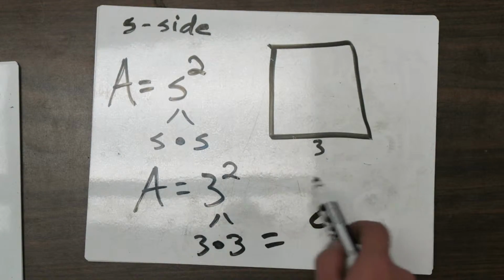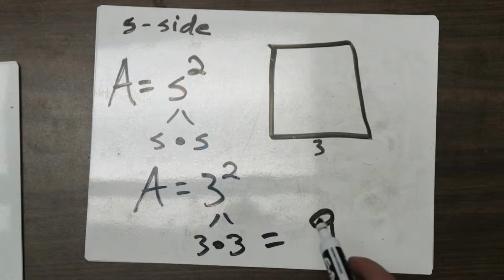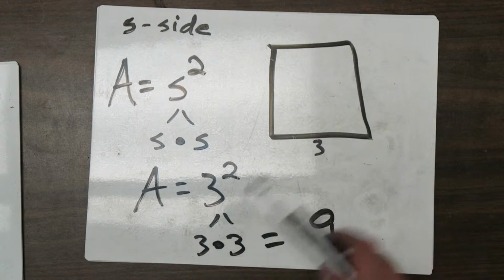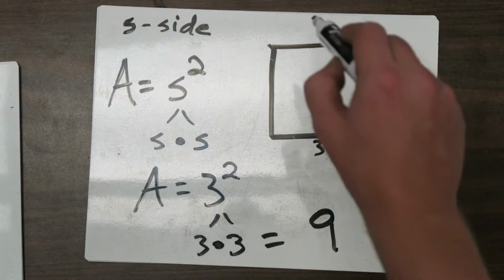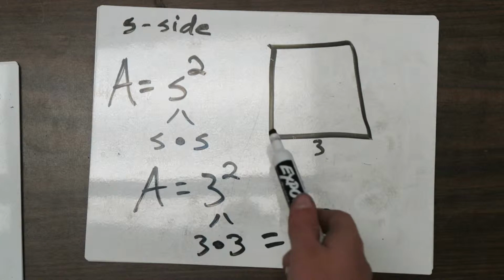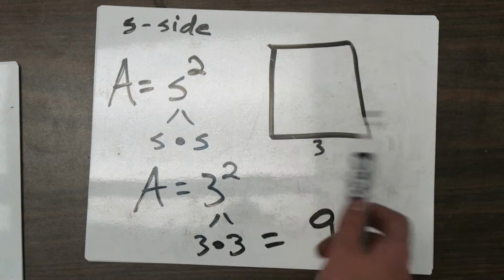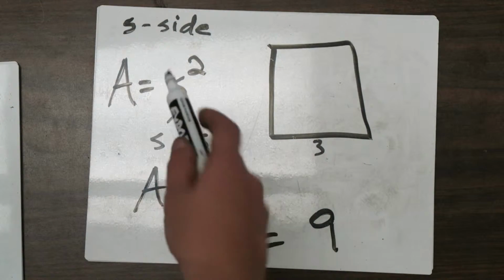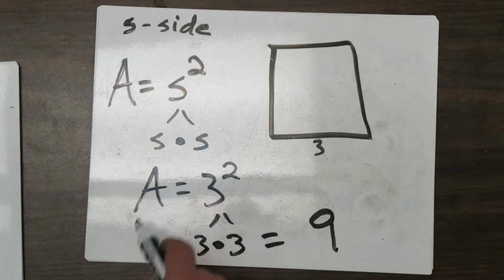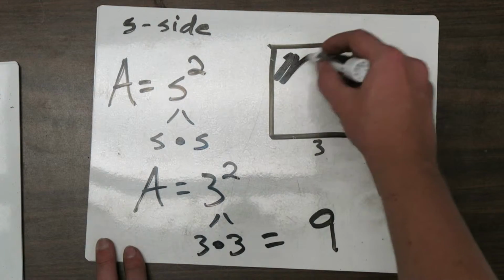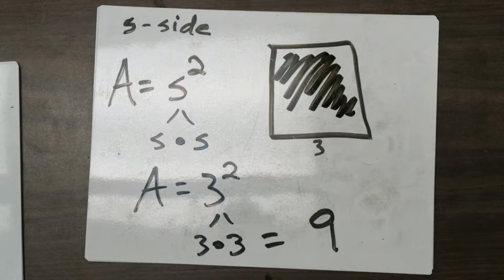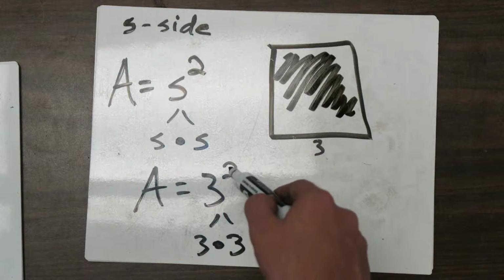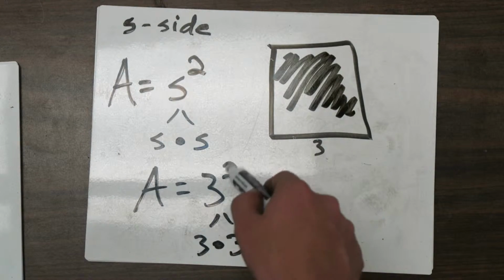So if I'm given the length of one of the sides of a square, and keep in mind that all of the sides of a square are going to be the exact same. So if this is 3, then that's 3, that's 3, and that's 3. They're all going to be 3. So if I'm given the length of one of the sides, I can substitute in this value for S and solve my equation. The area of a square, again, area tells us the space inside of a shape. The area of this square is going to equal 3 to the power of 2, or 3 squared.